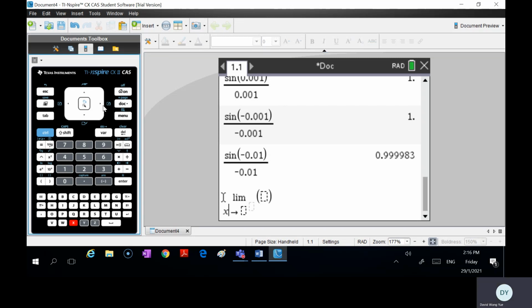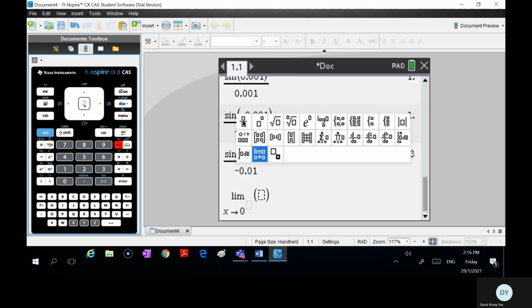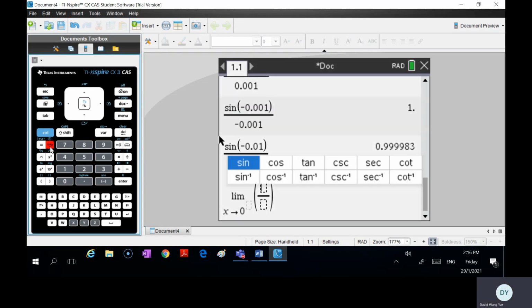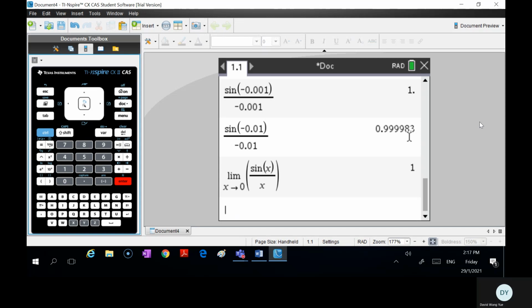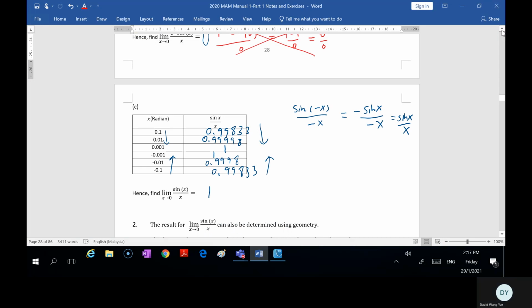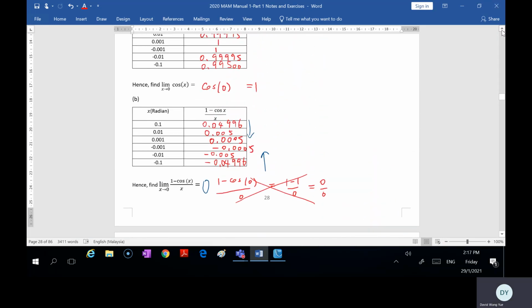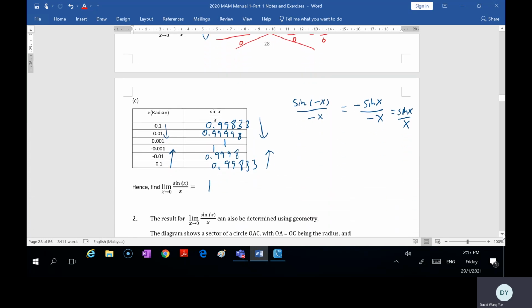Limit as x goes to 0 of the fraction sine x over x equals 1. So just now we did the first part, 3 tables, and we established 3 limit expressions. The limit of cosine x equals 1. The limit of 1 minus cosine x over x is 0. And the limit of sine x over x equals 1. Let's just stop here first.